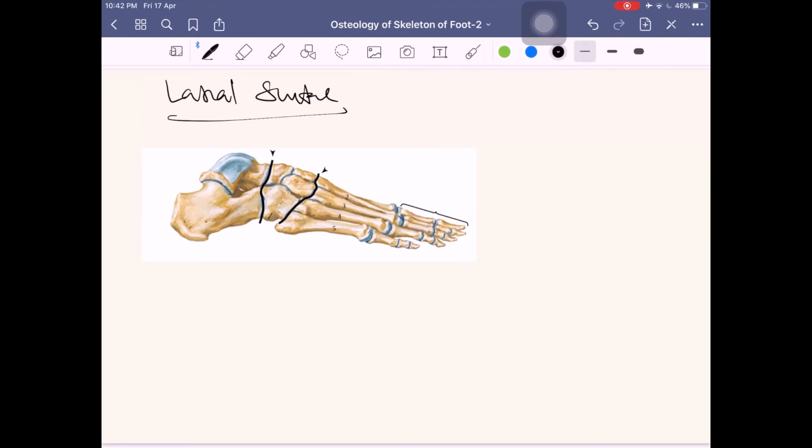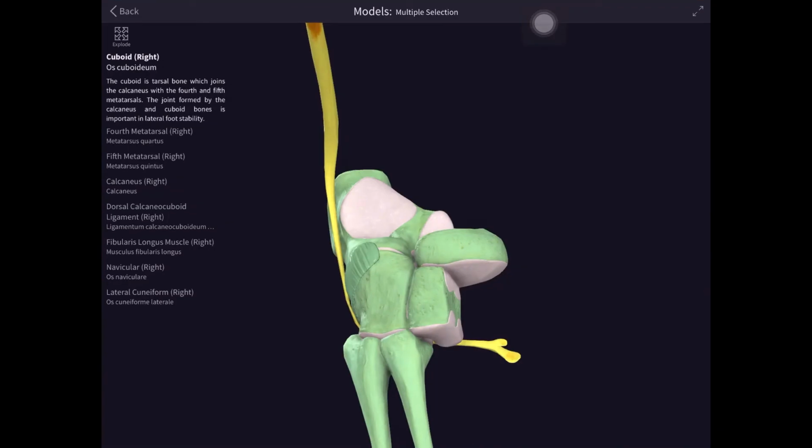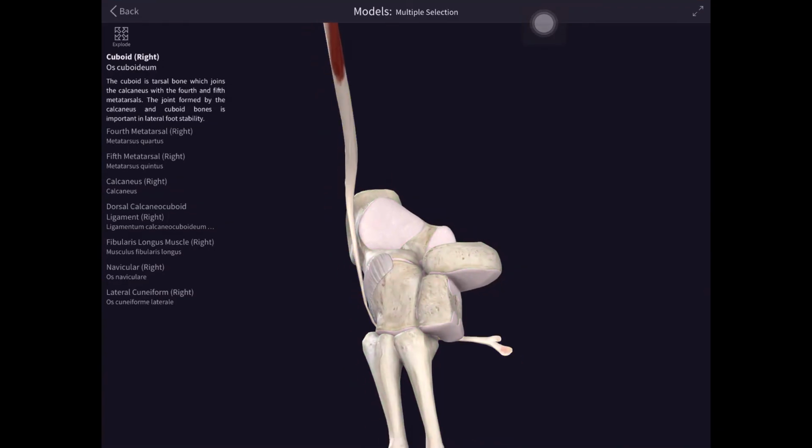So here you can see, can you notice there is a groove here? This is the groove. So the lateral surface bears a groove for your peroneus longus tendon. After going through this, it will go to the inferior surface. See, in this picture it is already there.